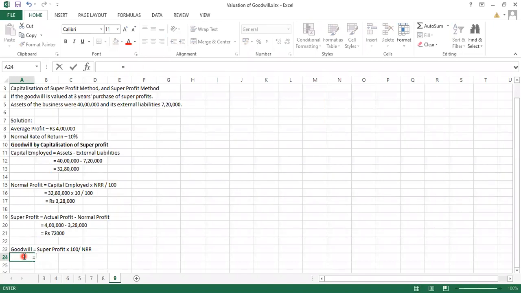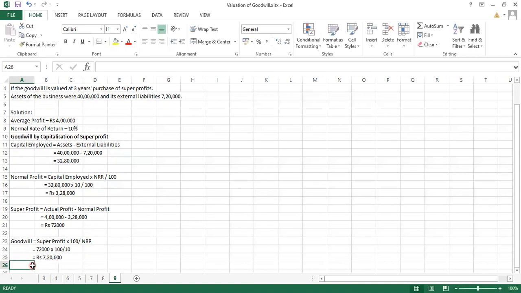So the super profit is equal to 72,000 into 100 divided by 10, equal to 7,20,000. So we got the goodwill by the capitalization method first.